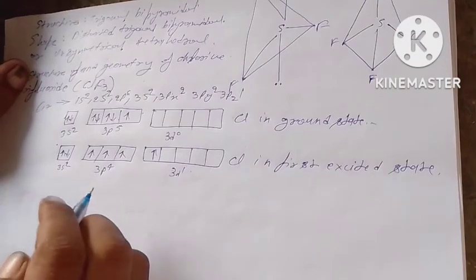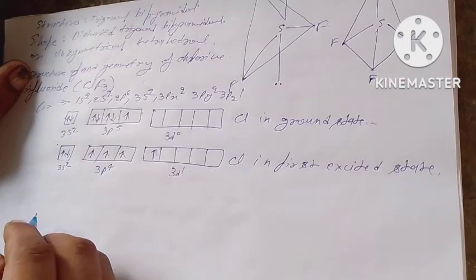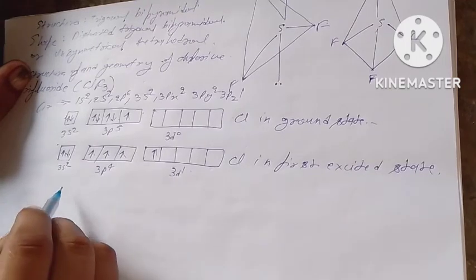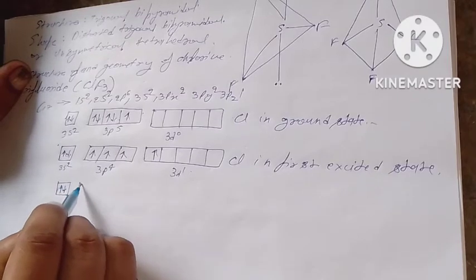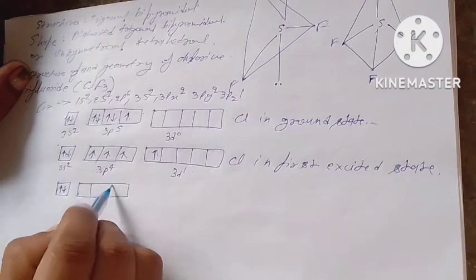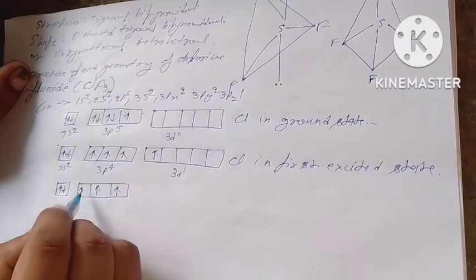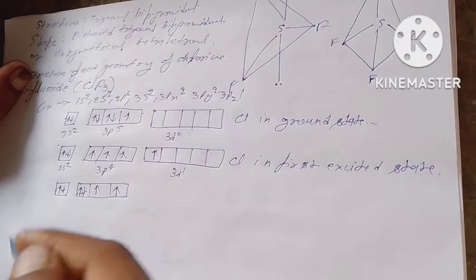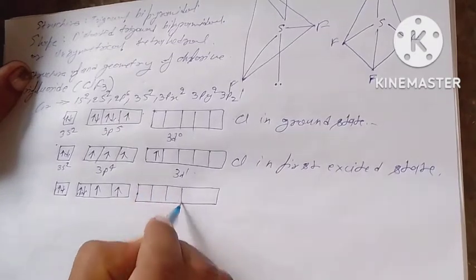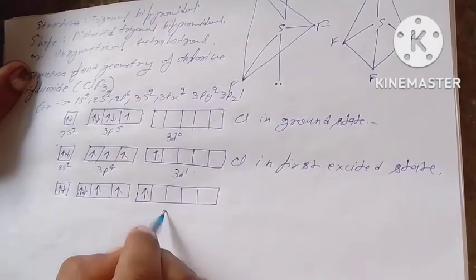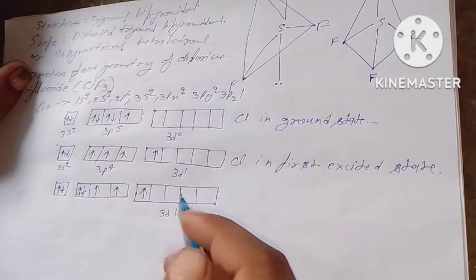And in the next, sp3 hybridization. Here 3p has 4 electrons because 1 electron is moved into the d orbitals, so only 1 electron in 3d1. Chlorine in the hybrid orbital state.